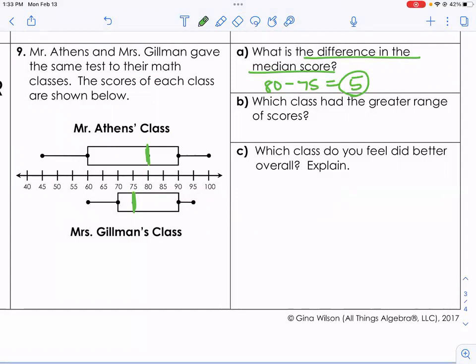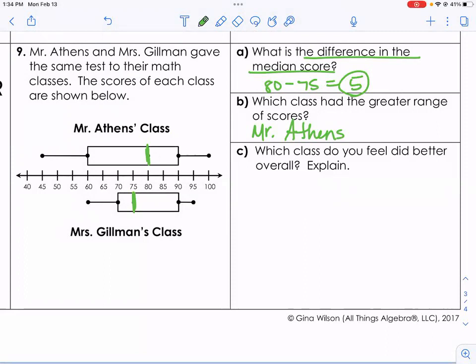Okay, which class had the greater range? Okay, so Mr. Athens. Visually, how could you tell that? Because his box and whisker plot, yeah. Okay, so our whiskers are stretched out further, right? Those endpoints are longer in Mr. Athens than Mrs. Gilman's.